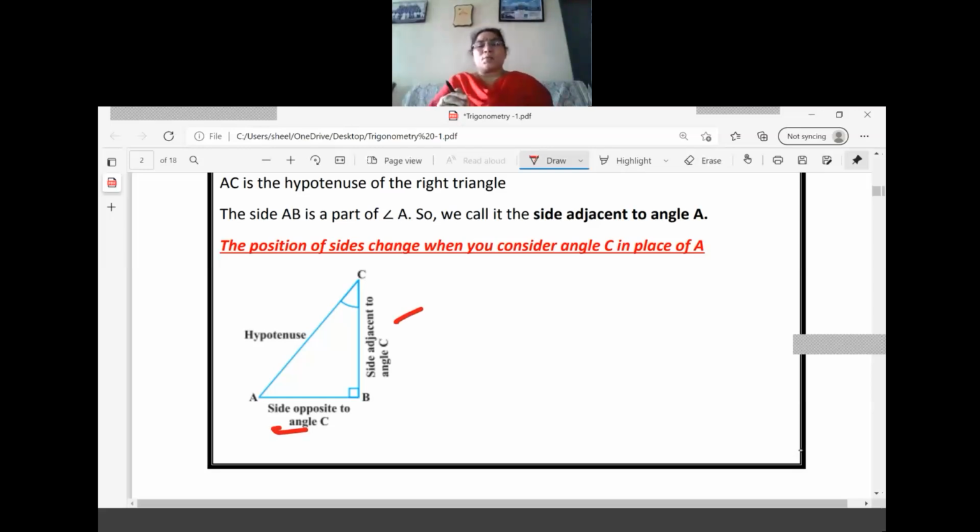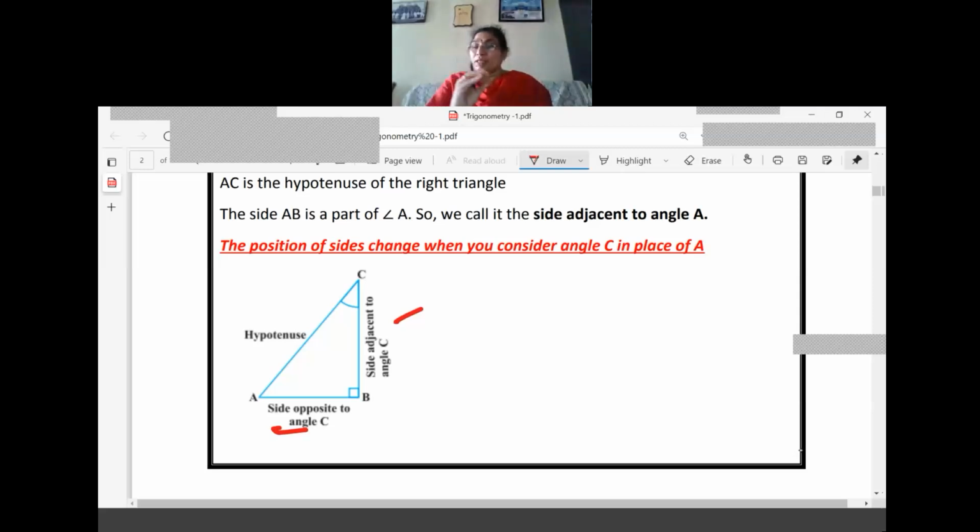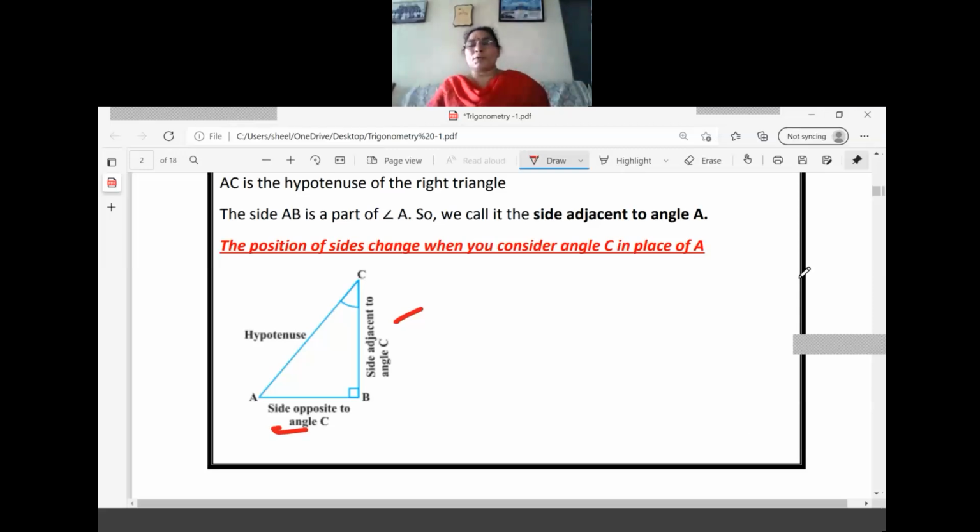So the words are the same only. Which are the words we have learned here? Adjacent side, opposite side, hypotenuse. The words are the same, but what happened here? With respect to the angle, the sides are changing except the hypotenuse. Clear now? The position of sides changes when you consider angle C in place of angle A. Now we changed A to C, so the side names changed. But the names changed, the concept is clear. One is the opposite side, one is the adjacent side.